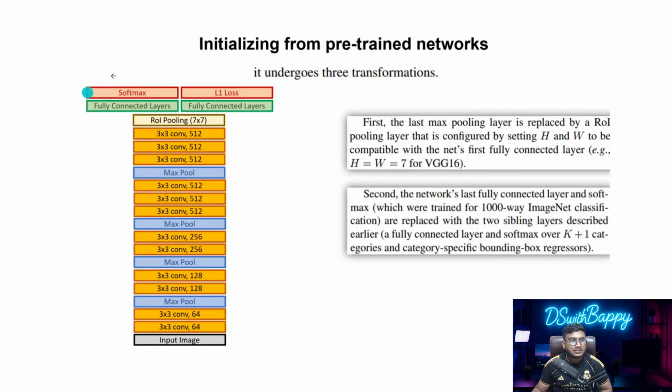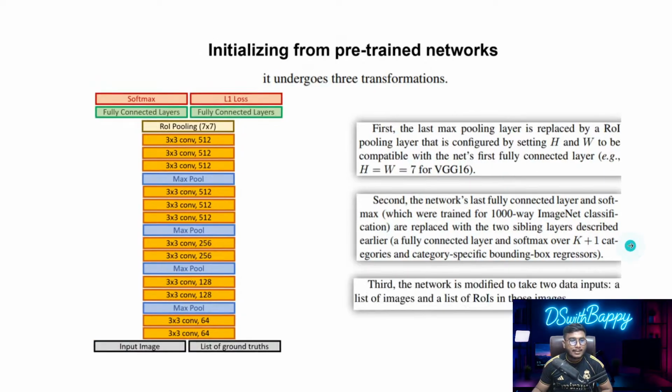Softmax means this is the classification one. It will classify what kind of object it is, and the other will give you the box position or box size, so you can do the bounding box adjustment.